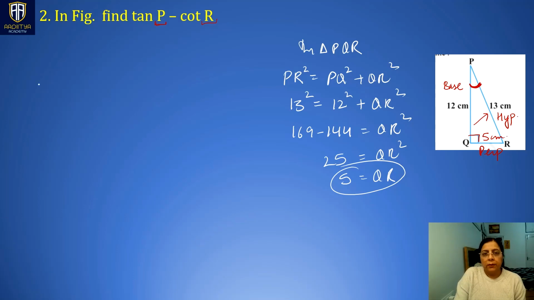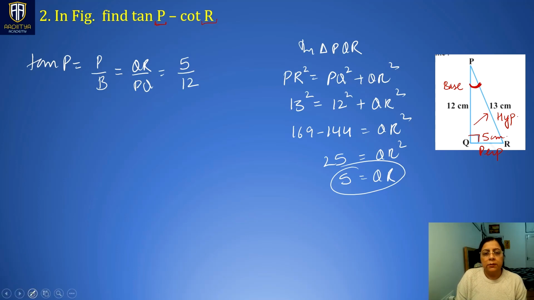Now what we have to find is tan P, tangent of P. Tan is the ratio between perpendicular and base of that angle. Now what is the perpendicular regarding P? It is QR and the base is PQ. So we have 5 upon 12. Right? Now let us come to the next part, I am erasing this.